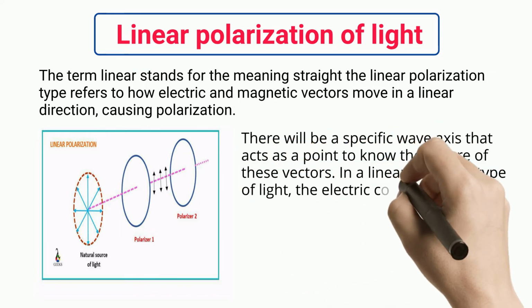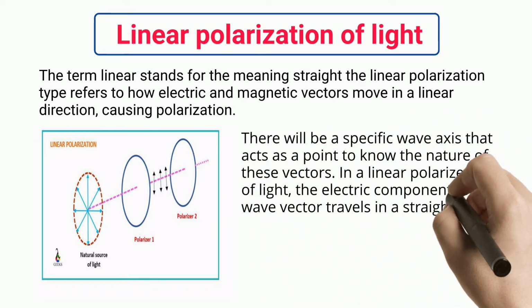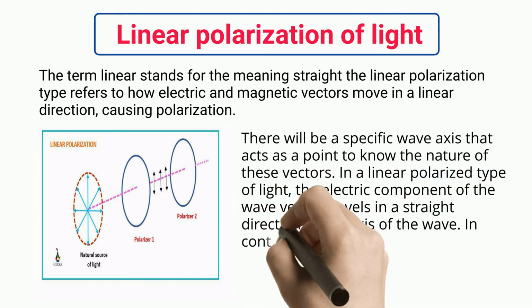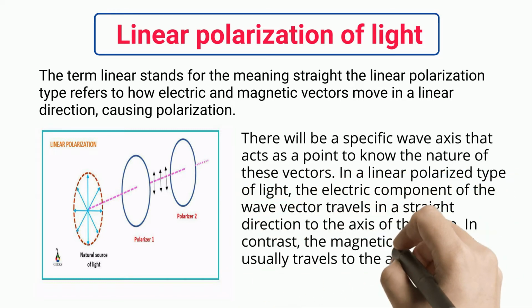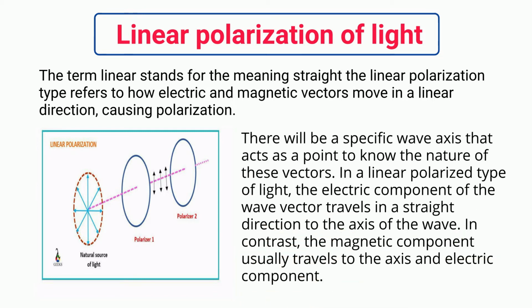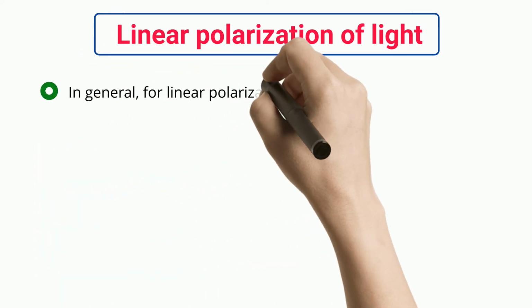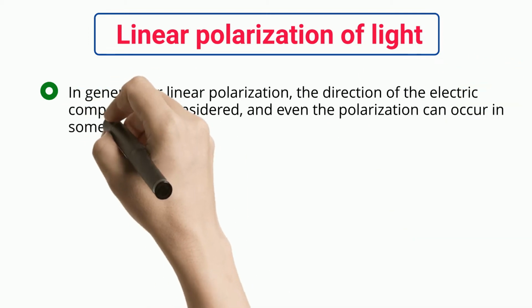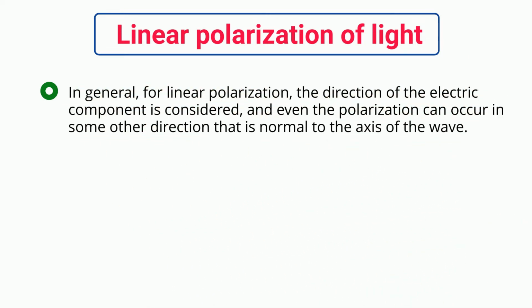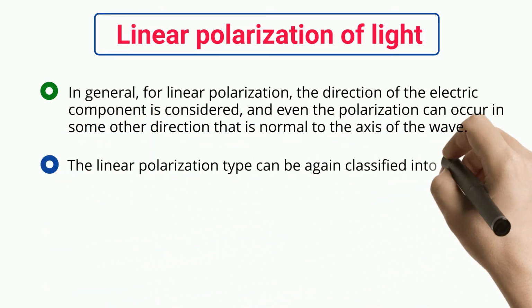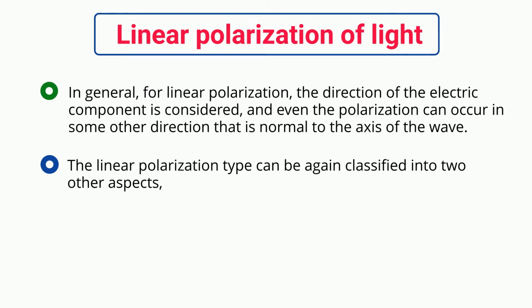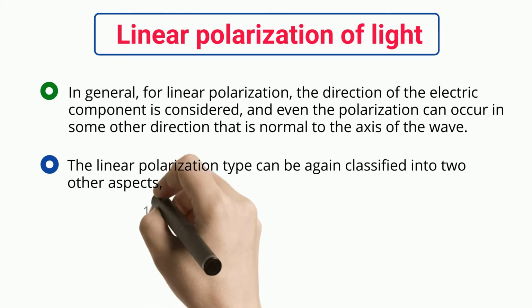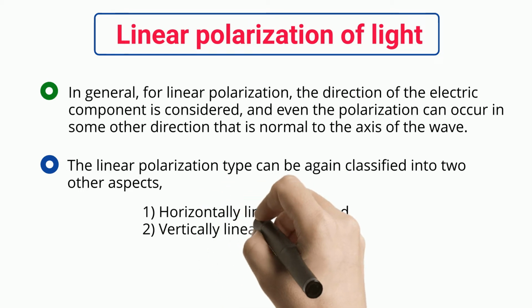In a linear polarized type of light, the electric component of the wave vector travels in a straight direction to the axis of the wave. In contrast, the magnetic component usually travels to the axis and electric component. In general, for linear polarization, the direction of the electric component is considered, and even the polarization can occur in some other direction that is normal to the axis of the wave. The linear polarization type can be again classified into two other aspects: horizontally linear polarized, vertically linear polarized.